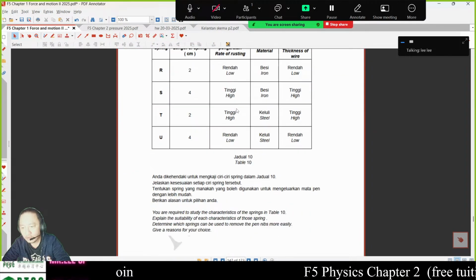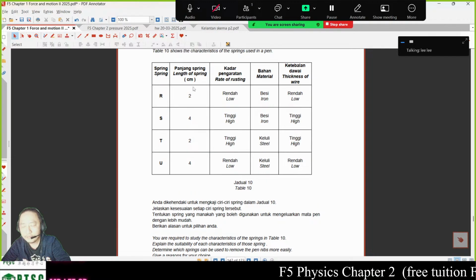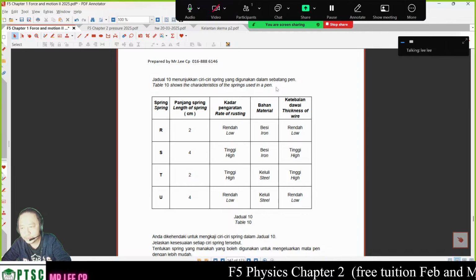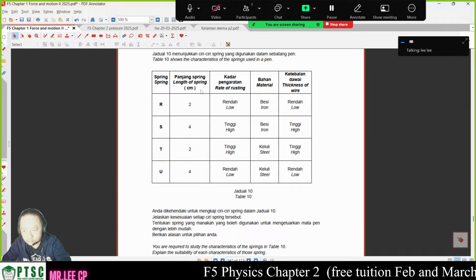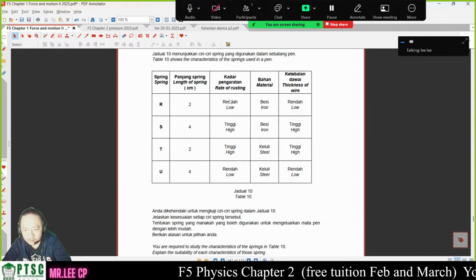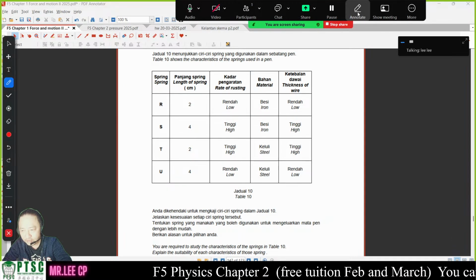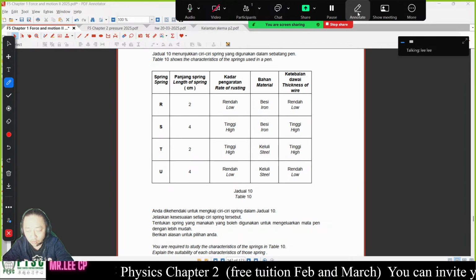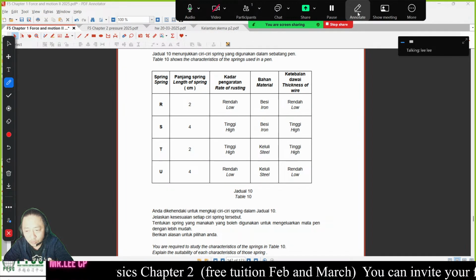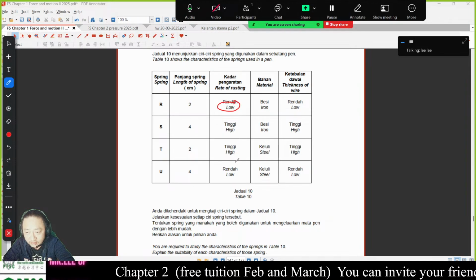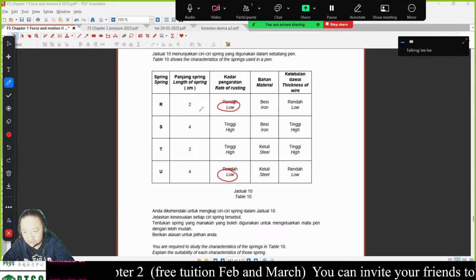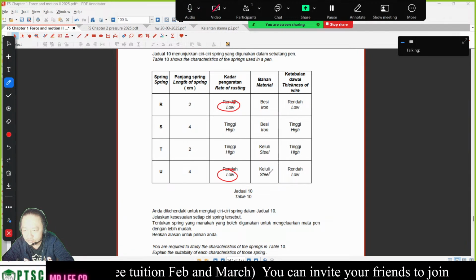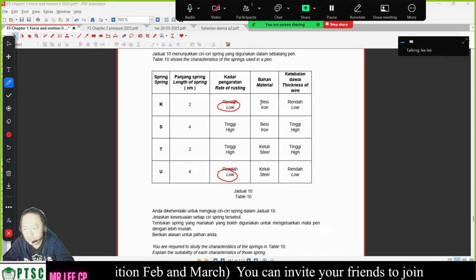Okay. Now we continue from here. Table 10 shows the characteristics of the spring used in a pen. Length of the spring 2, 4. Rusting. So rusting, whether it can get rust or not, right? So must be low, right? Low means it will not get rust. High means easy to get rust. So I want this one. So obviously this one. So I need to see whether it is short or long. So material, iron and steel. Steel, it is stiff. Iron, it is less stiff.